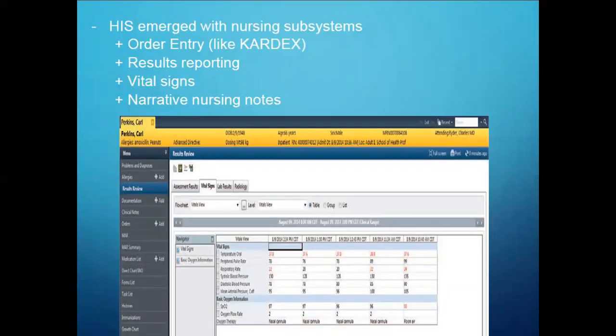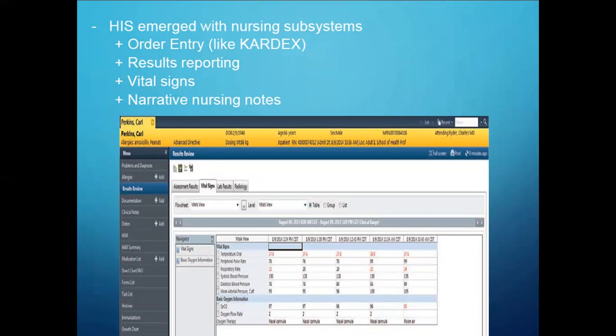We have the hospital information system emerged with nursing subsystems. So the information system is now focused on nursing subsystems like order entry, like Cardex. So there's a program now that helps in keeping track of the patient. We all know that we have a paper Cardex, and we also have a computerized Cardex. Okay, we have reporting results, vital signs, and narrative nursing notes.